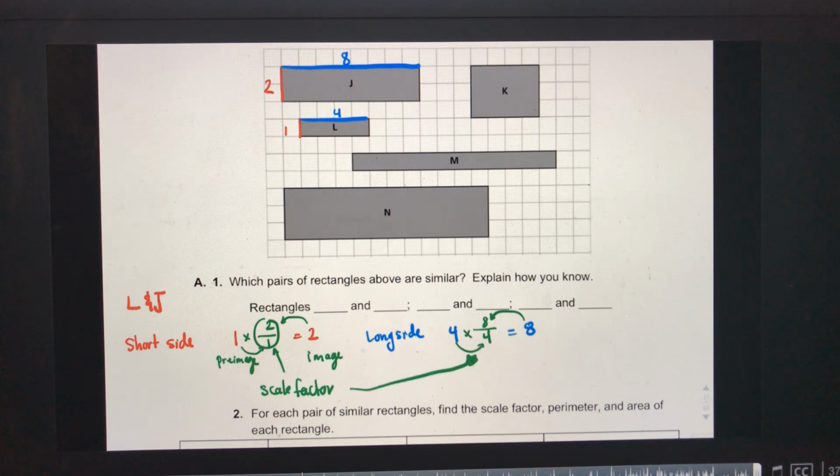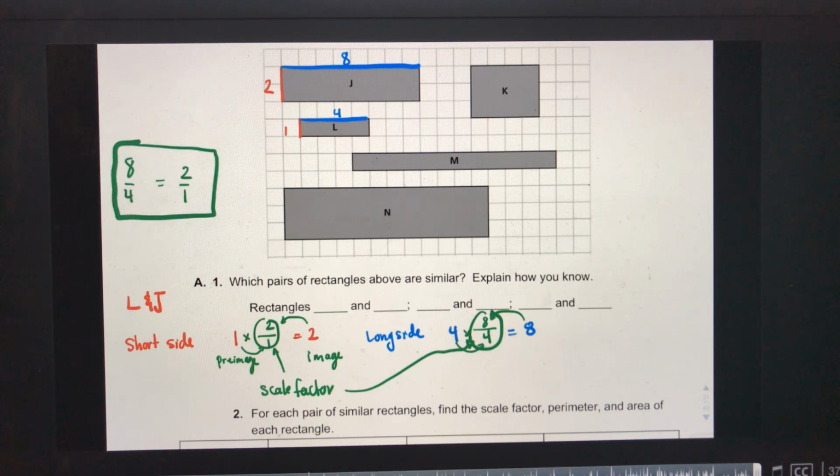Now, are our two scale factors the same? Is 8 over 4 the same as 2 over 1? Is that equal to 2 over 1? Is that a proportional ratio? Yes, it is. These are similar figures because their scale factors are the same. If I reduce this by 4, I get 2 over 1. So I know that L and J are going to be similar. So far I know that shapes L and J are similar.